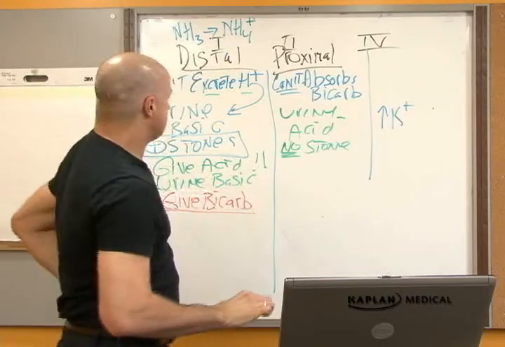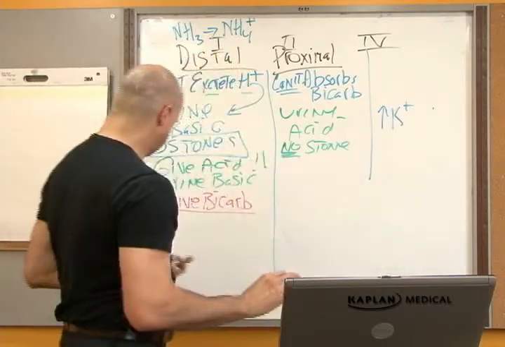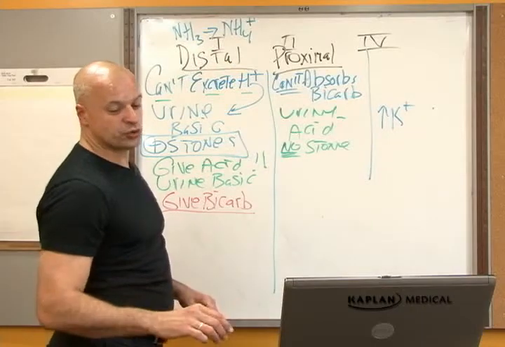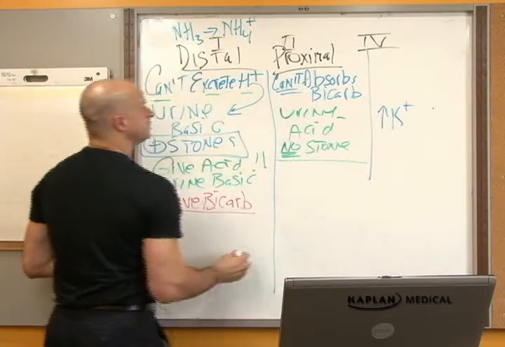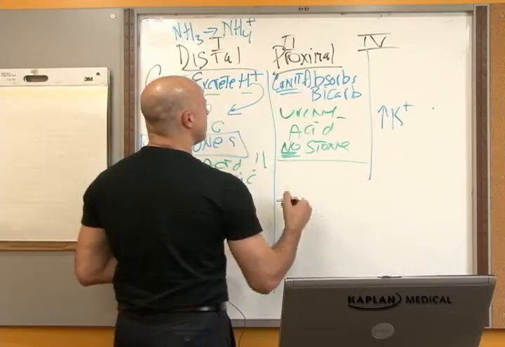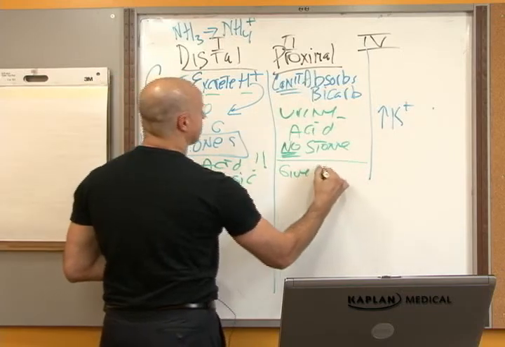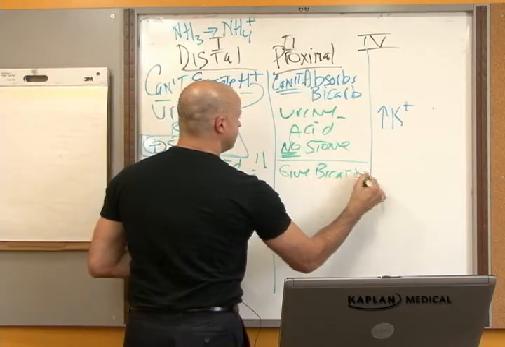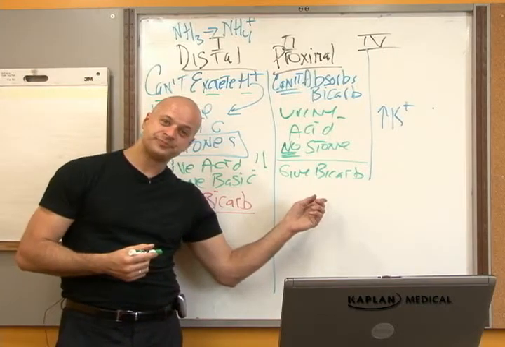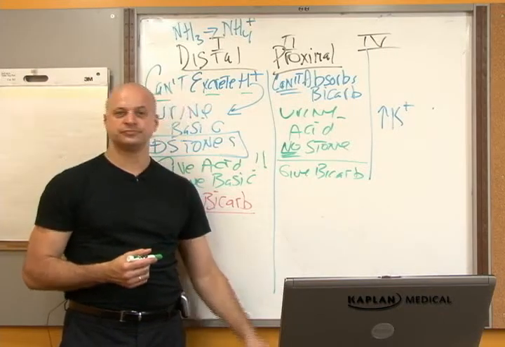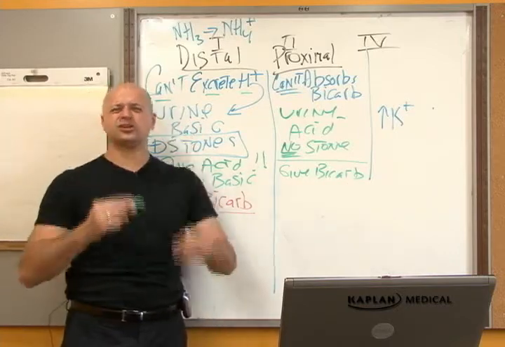Now, the diagnostic test. What you're going to do is give acid, and give base. You can't absorb bicarb, so you're going to give bicarb, I should say. Now, a normal person, if they were acidotic, shouldn't be excreting the bicarb. They should hold on to every molecule of bicarb.